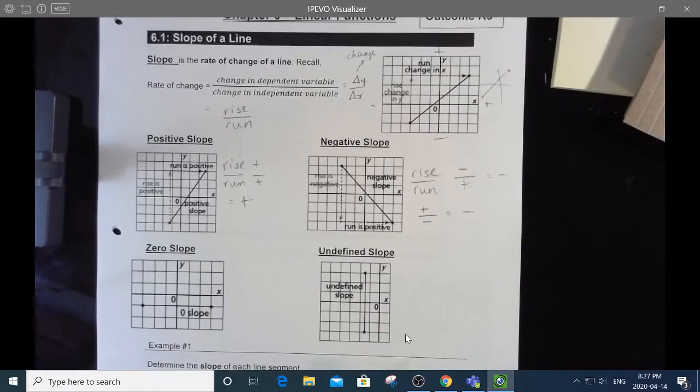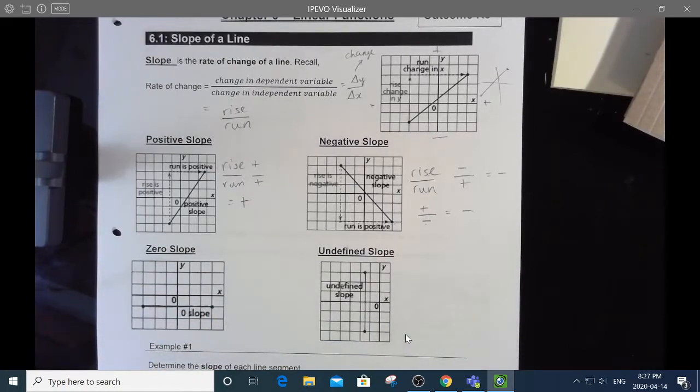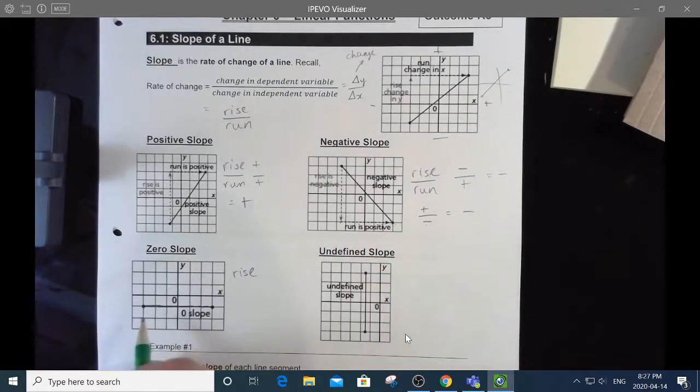This one here is kind of hard to see. It didn't photocopy great, but this line goes from this point to that point. So it has a slope of 0 because, think about it, how much does it rise as you go from this dot to this dot? And the answer is 0. It doesn't get any higher from one point to the other.